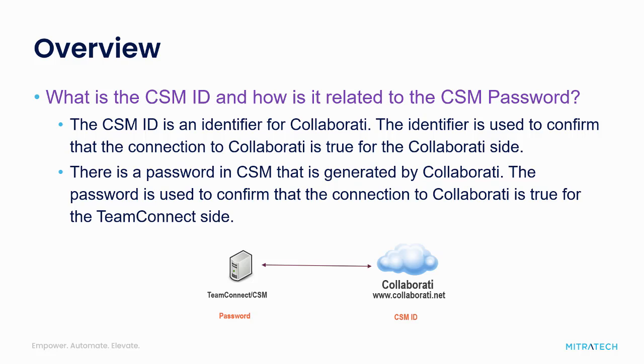What is the CSM ID and how is it related to the CSM password? The CSM ID is an identifier for Collaborati. The identifier is used to confirm that the connection to Collaborati is true for the Collaborati side. Additionally, the password in CSM that's generated by Collaborati is used to confirm that the connection to Collaborati is true for the Team Connect side.